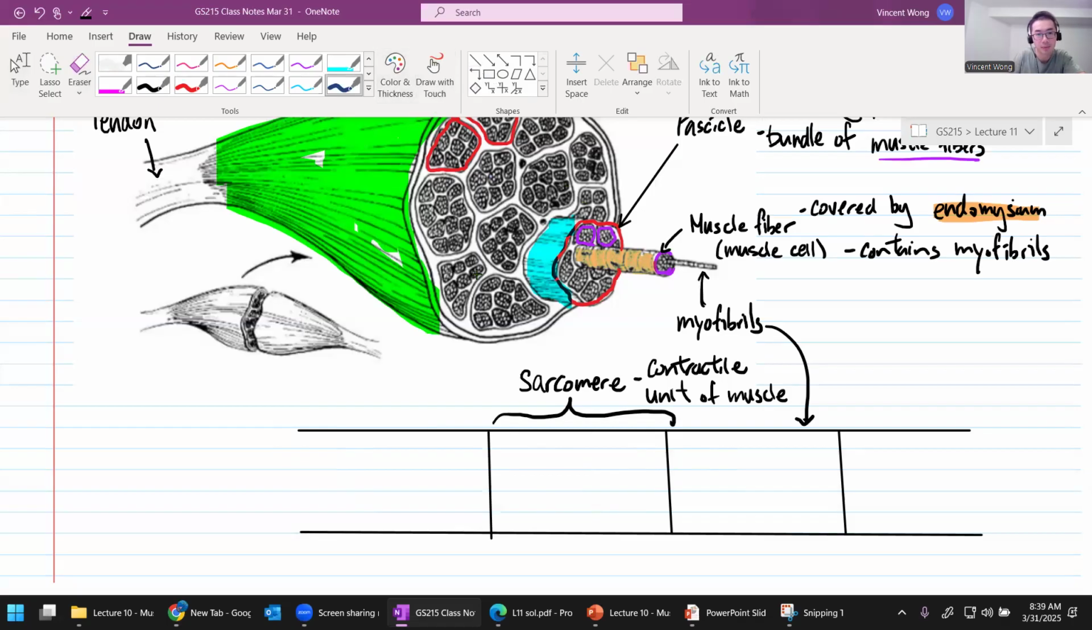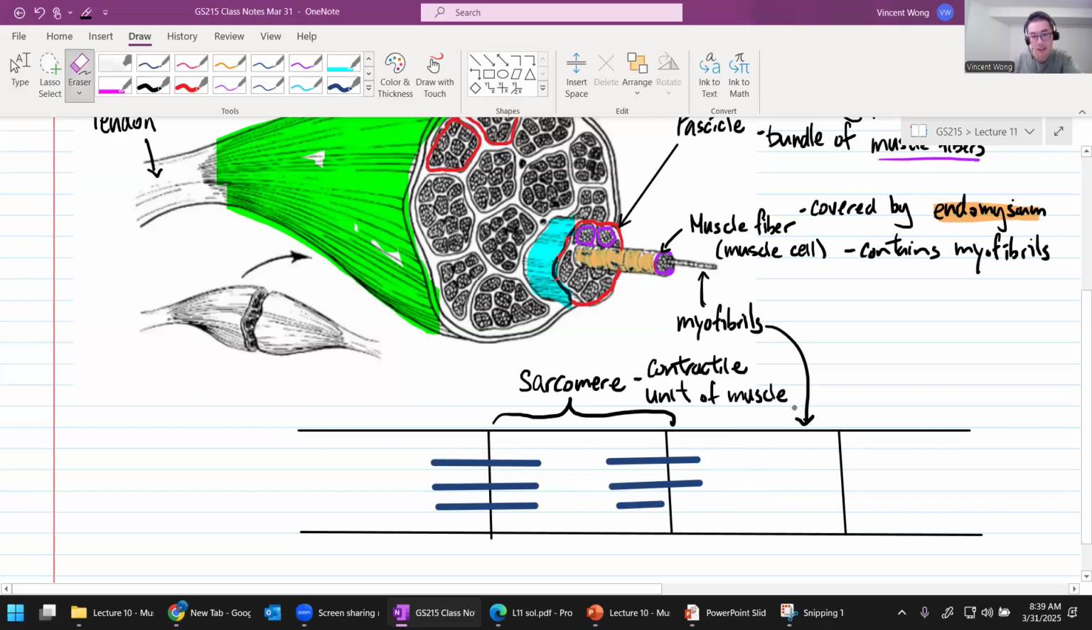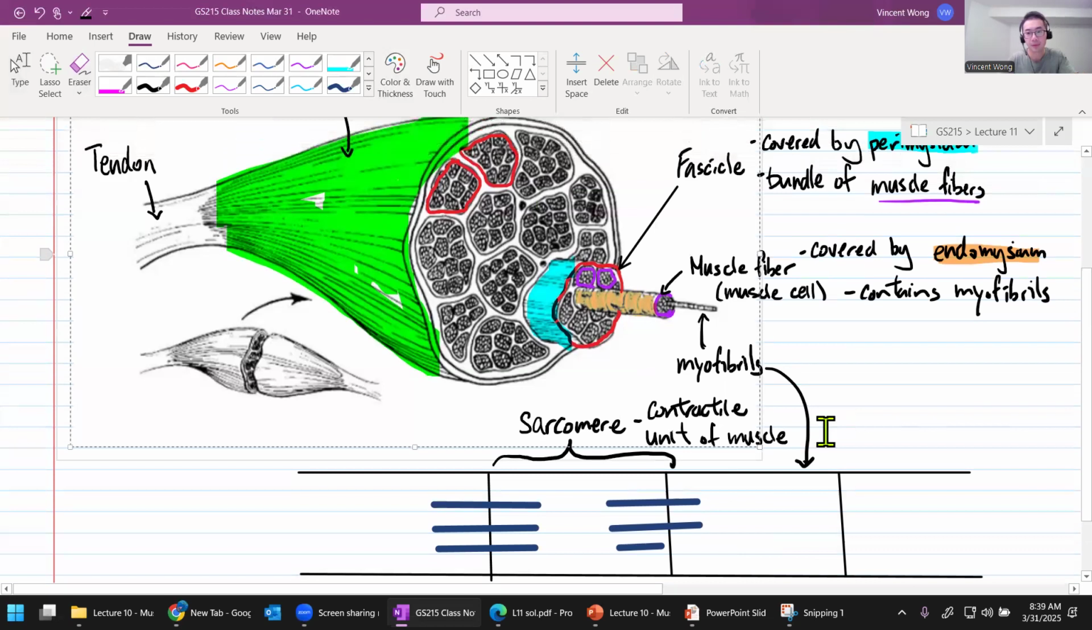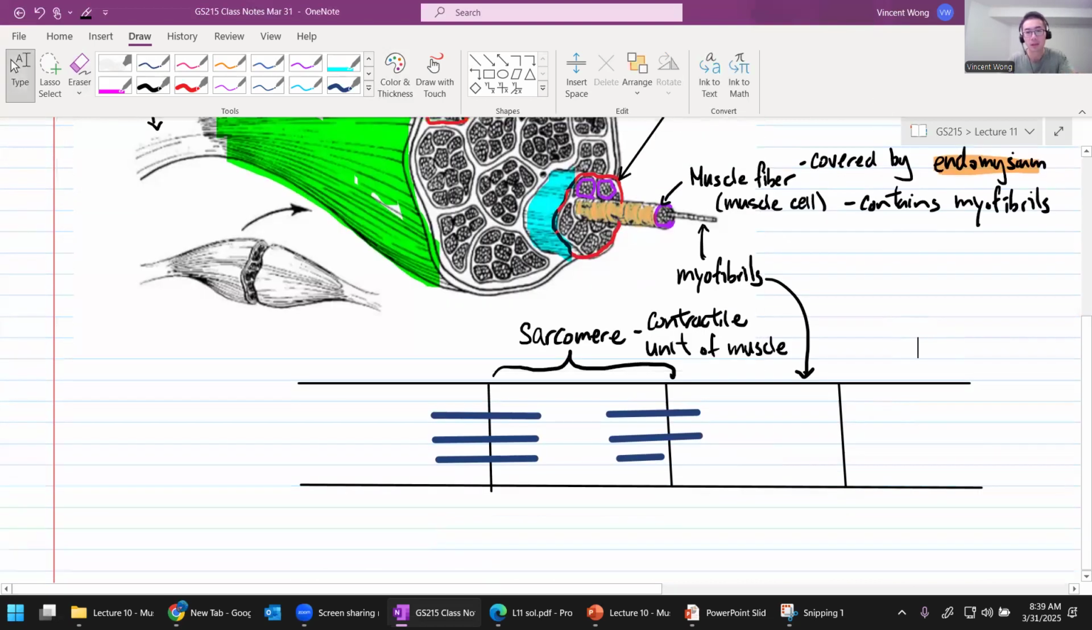Let me try that one more time. Myosin, myosin, myosin. And then you have more myosin here. More myosin. And then we just have to draw a few more here. So these myosins actually have heads at the end. These heads are able to grab onto another protein, which I'll show you in a bit.